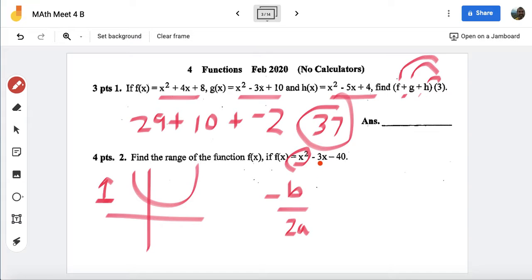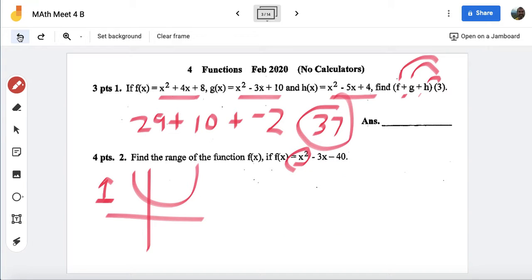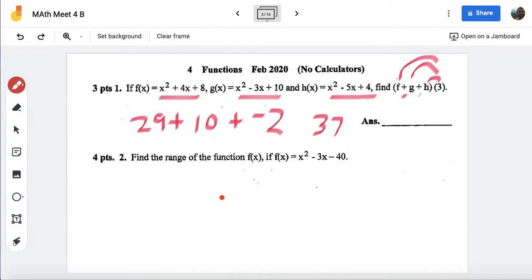So negative b, -3, is 3. 2 times a is 2. So 3 over 2 is the x value of the vertex. Then you would plug 3 over 2. Hopefully I don't get us too lost. Let me give us some board space. I'm going to plug 3 over 2 into this.